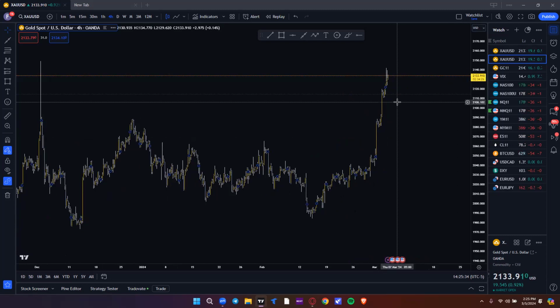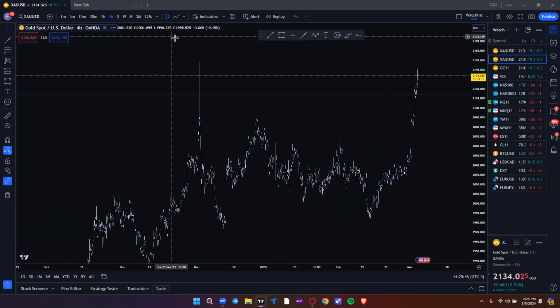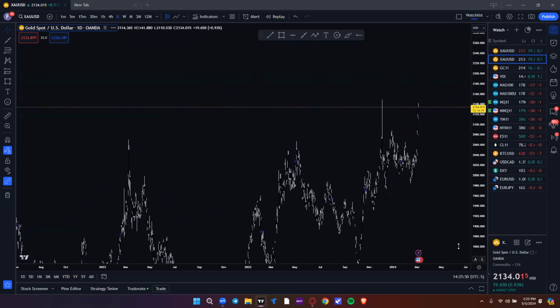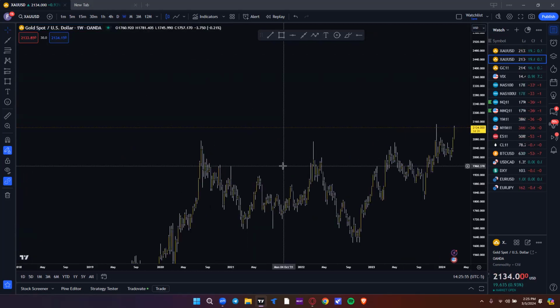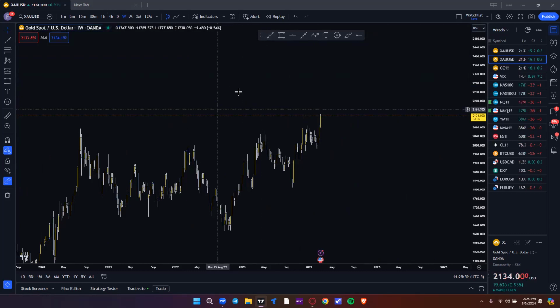No questions on my end. But yeah, I saw some similarities to what you showed me, especially with the wicks. Remember when I had shown you those entries that I had on AUD JPY?